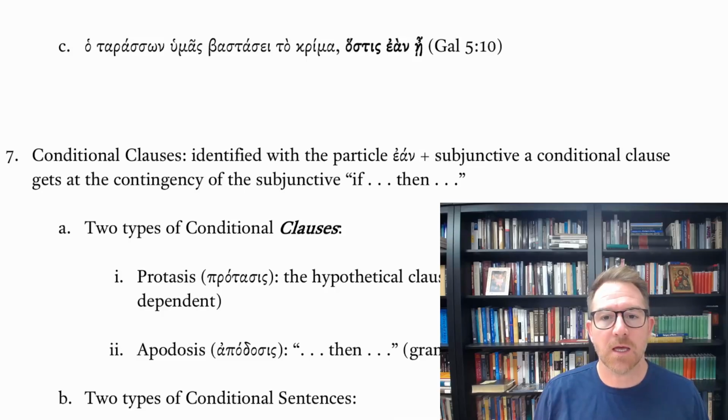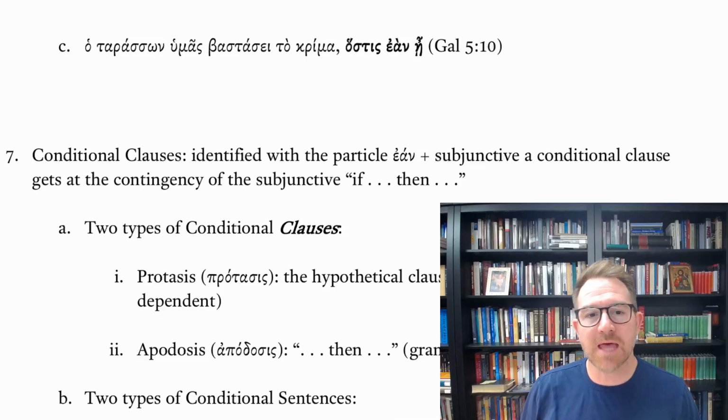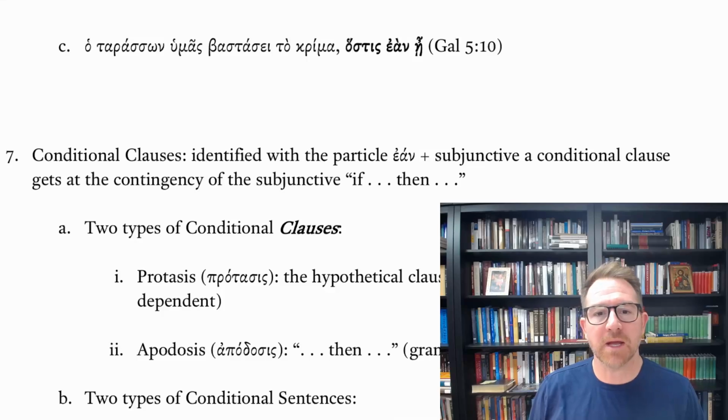bastasei, carries, to krima, bears judgment, hostis ean ē, whoever that might be. So this is an interesting example of whoever it might be that is doing this, that person, that troublemaker, bears judgment.